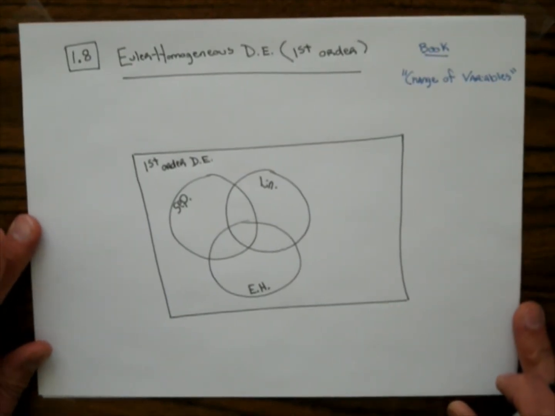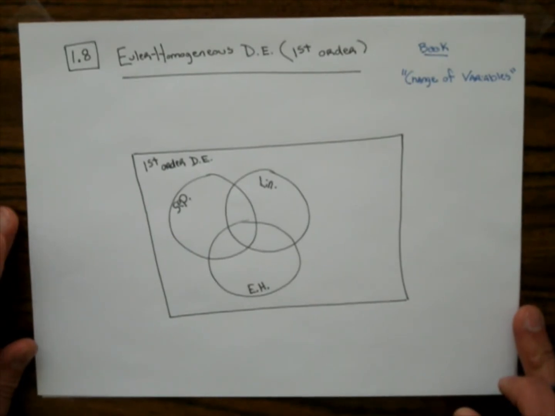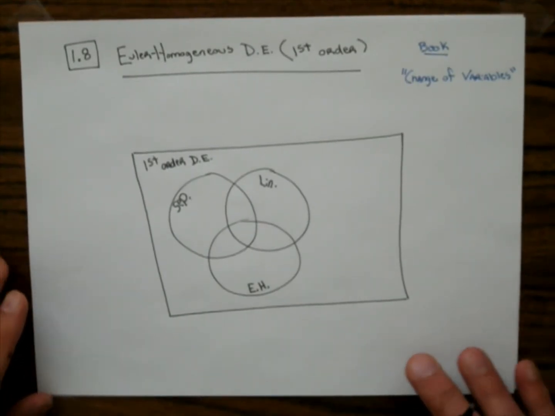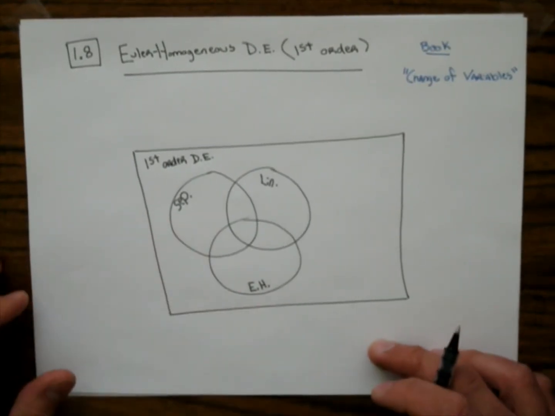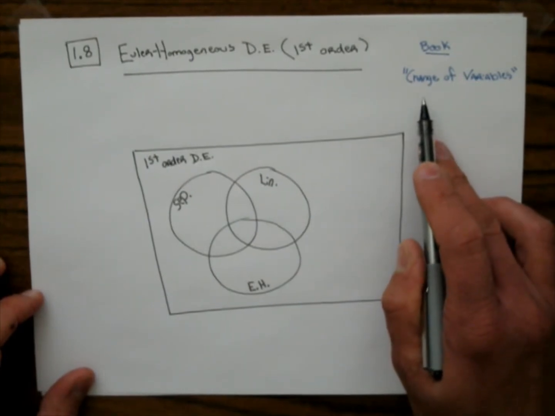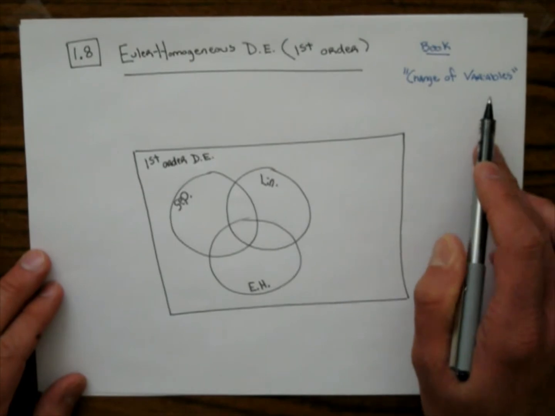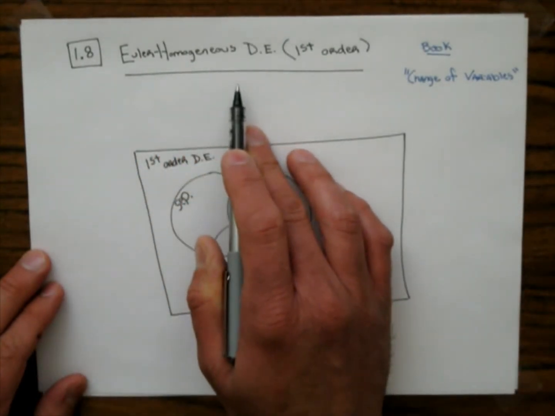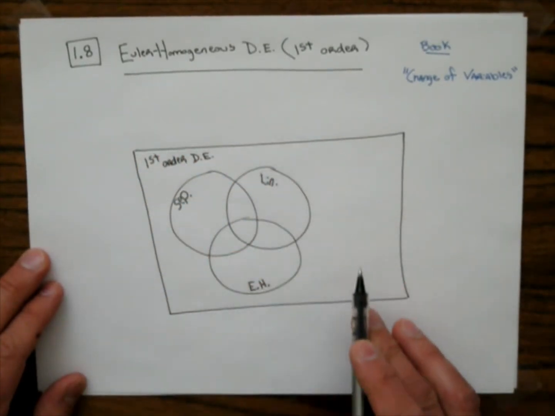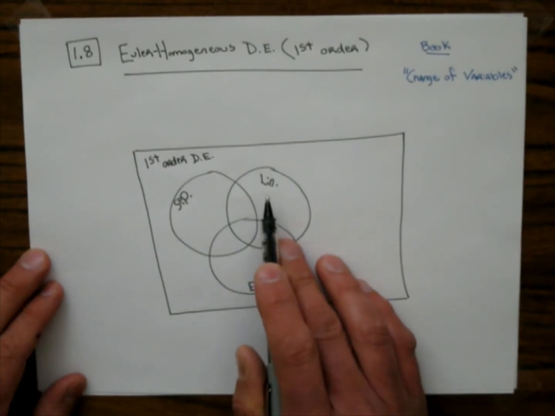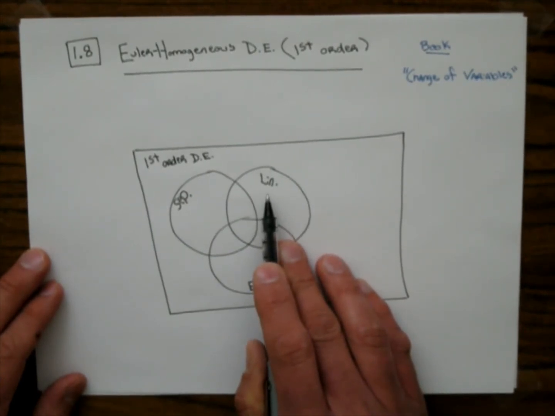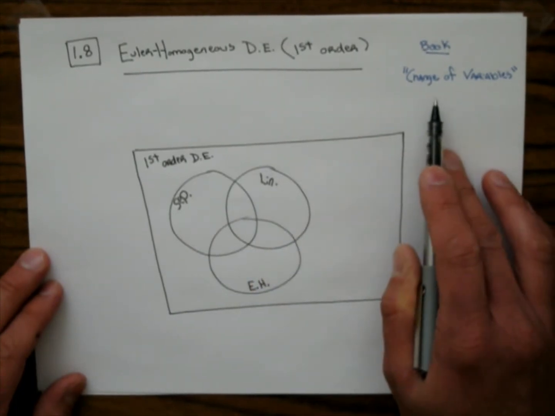1.8, I'm going to call it the Euler-Homogeneous differential equations of first order. Your book's going to call it the change of variables, and that's a correct name, but I like to call it what we're solving, Euler-Homogeneous differential equations. Just like the linear differential equations could be called the method of the integrating factor. That's kind of what they're doing, the method.